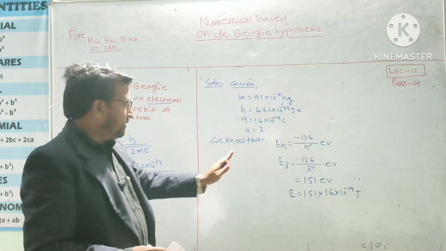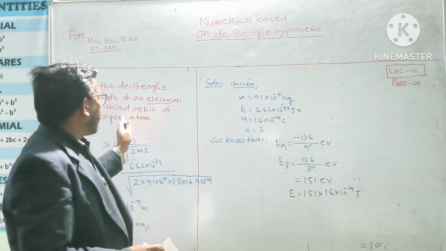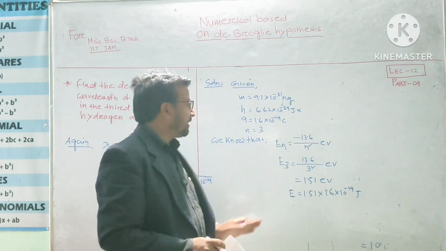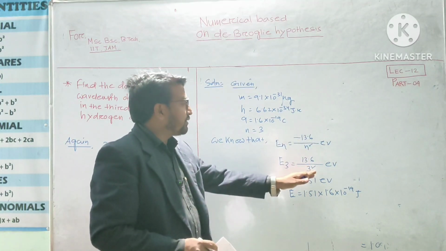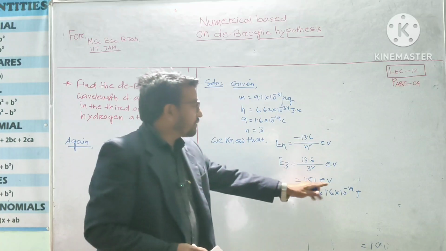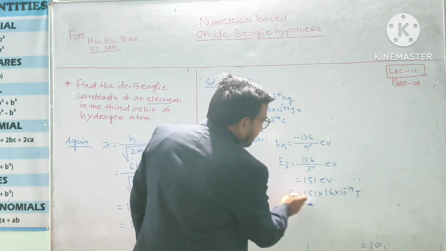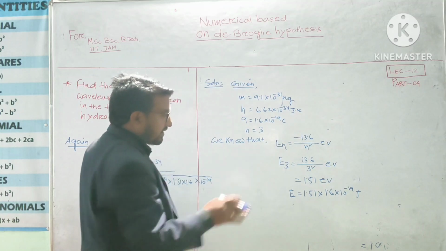Okay, we know the energy associated with the third orbit. Okay, so En equal minus 13.6 by n square electron volt, and E3 equal 13.6 by 3 square electron volt. Okay, and 1 electron volt equal 1.6 into 10 to the minus 19 joule. So finally we can write energy is equal to 1.51 into 1.6 into 10 to the minus 19 joule.